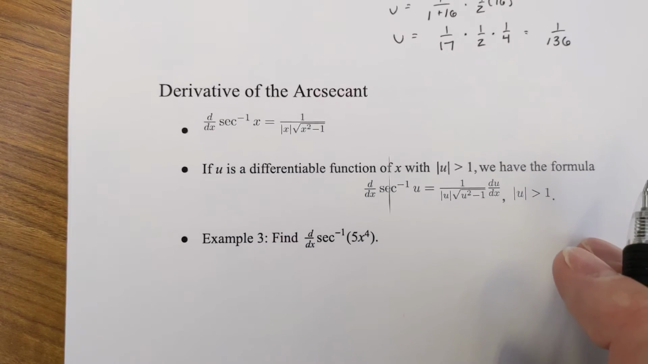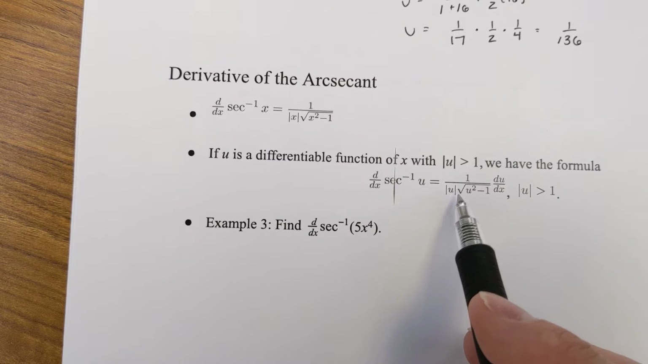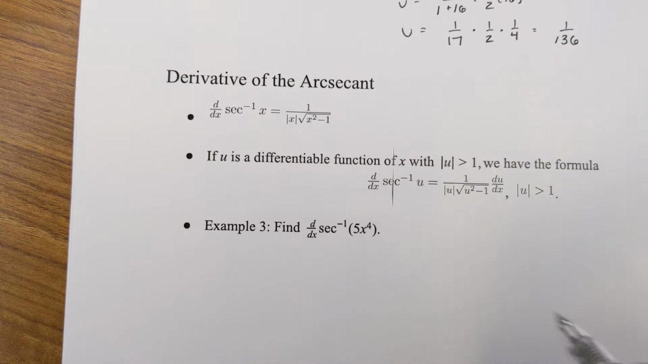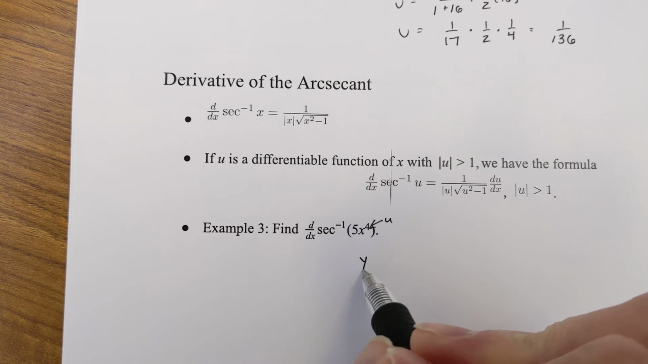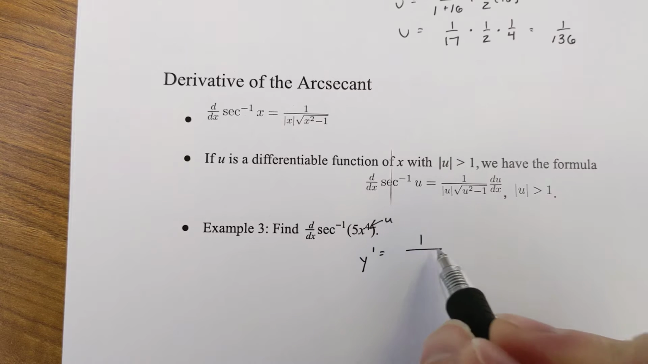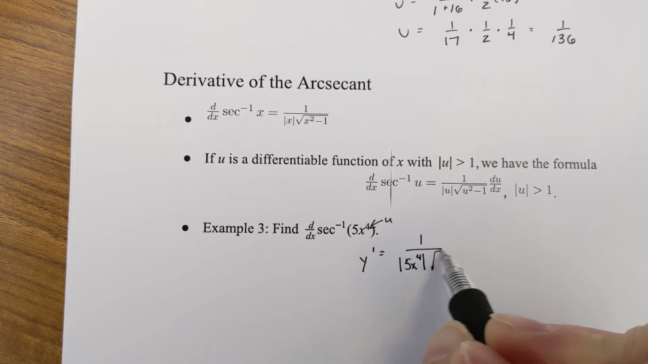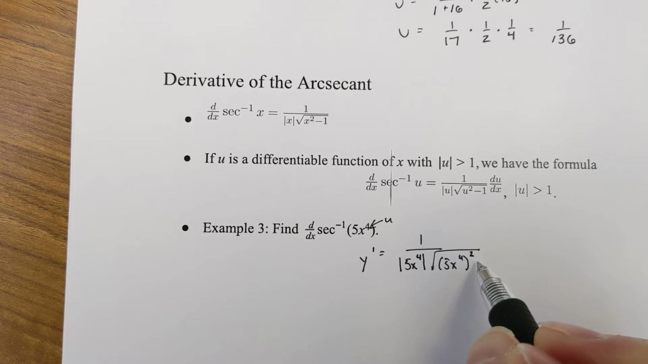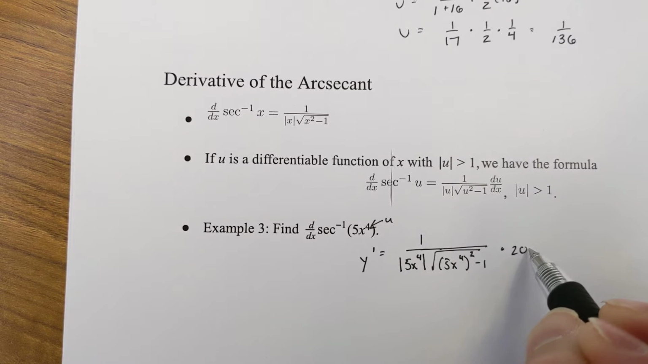All right, arcsecant comes next. So this is the inverse secant. So here's our formula, absolute value of u, square root u squared minus 1, and then du dx for the chain rule part. So here, that part's going to be our u. So y prime equals 1 over the absolute value of 5x to the 4th, square root of 5x to the 4th squared minus 1, and then times 20x cubed.